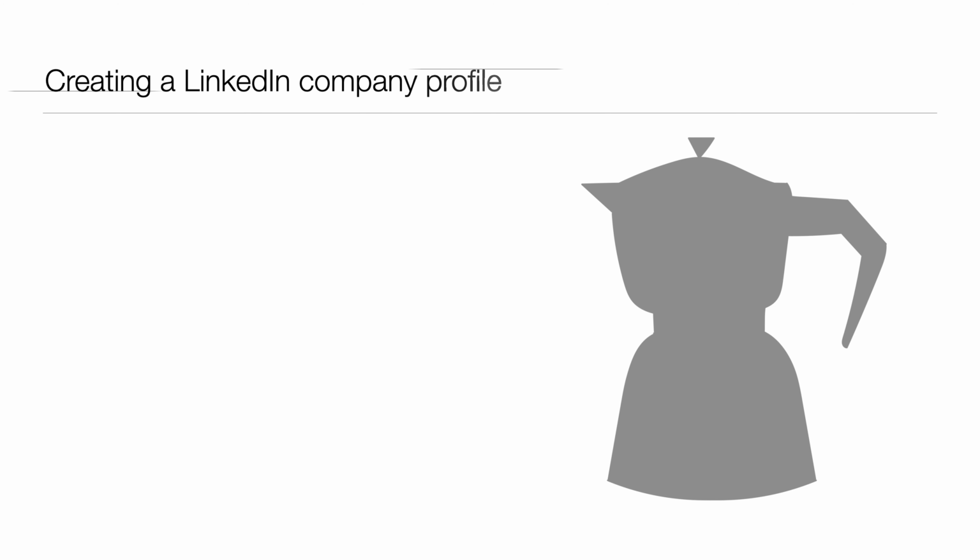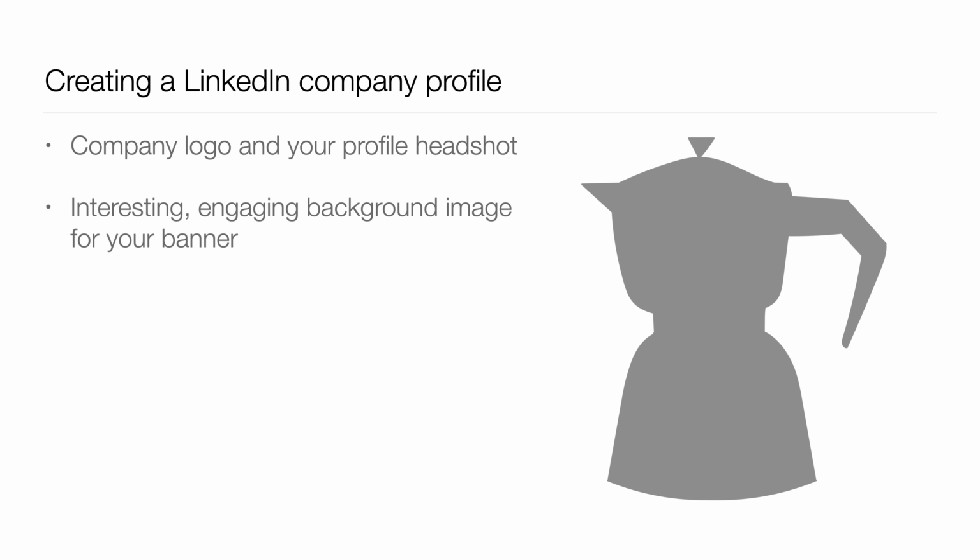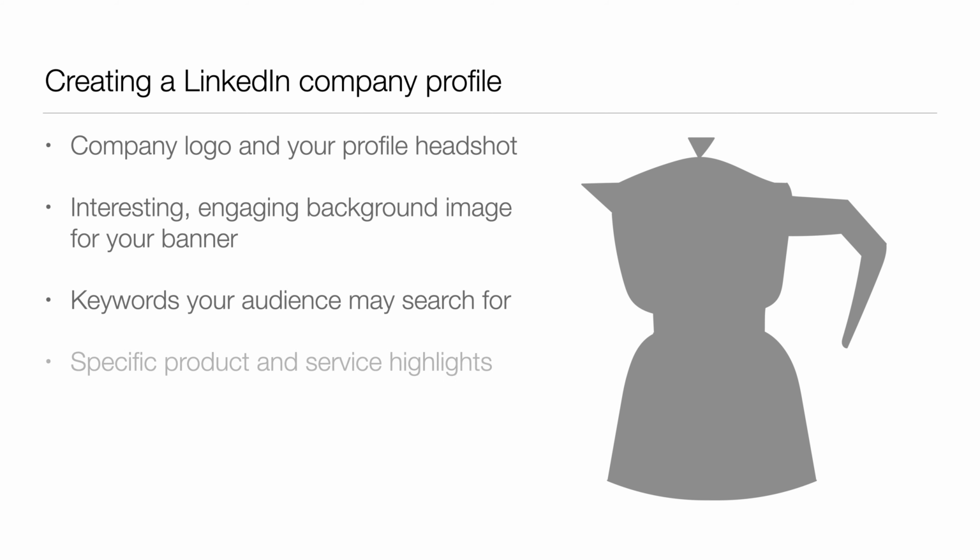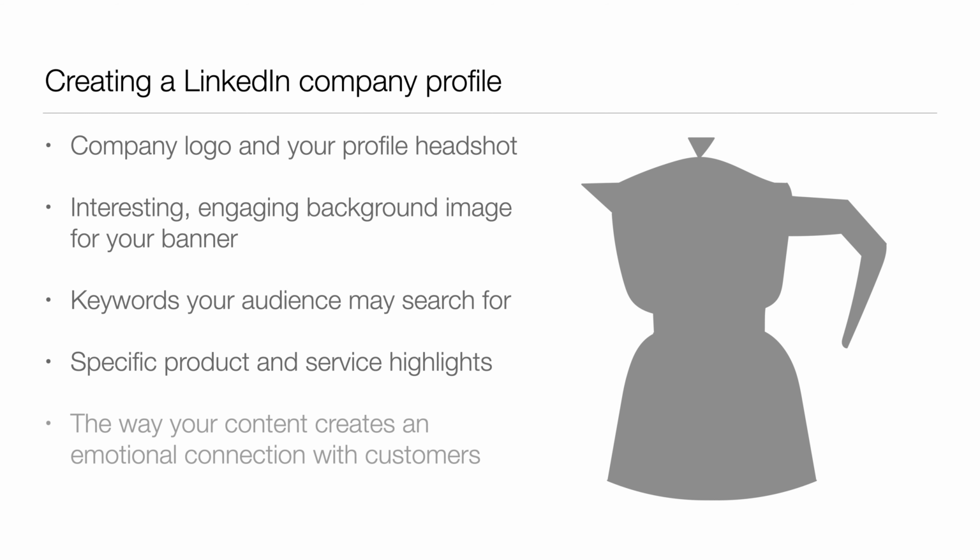Some general things to keep in mind when you're developing your company's LinkedIn profile. Add your company logo and invest in a nice headshot for yourself. Find an interesting, engaging background image for your banner. Consider the keywords your audience may be searching for. Think about highlighting the most important products and services that you're offering. And focus on the way your content creates an emotional connection with your customers.